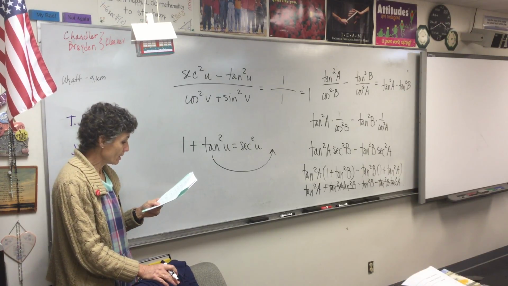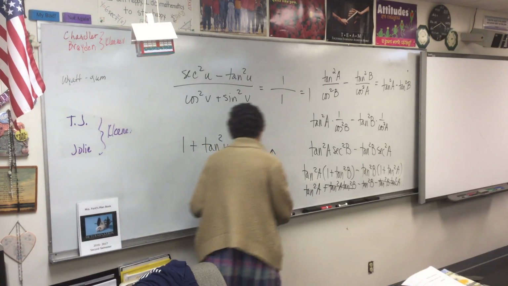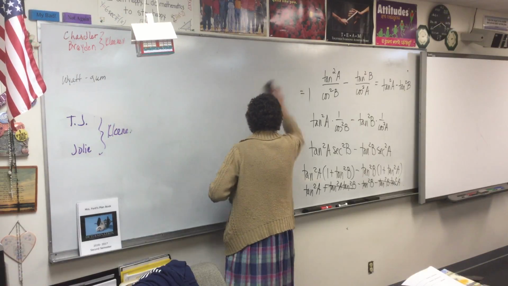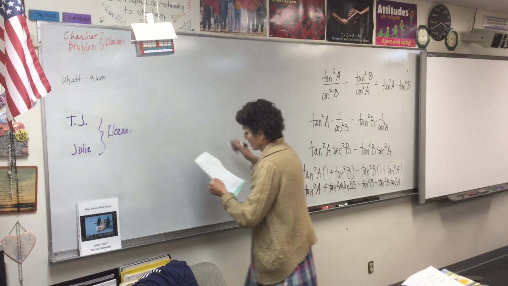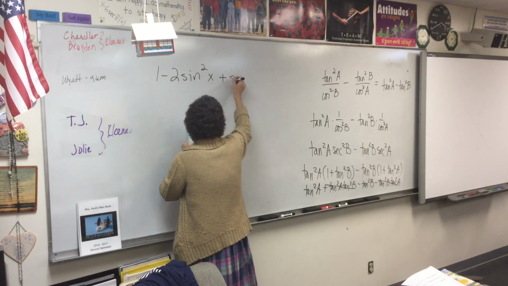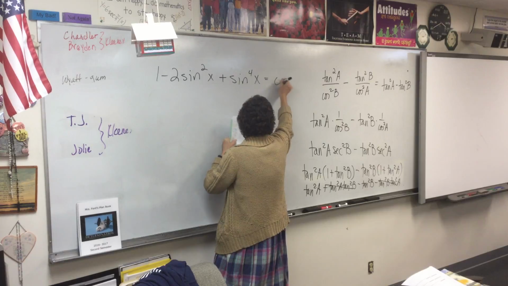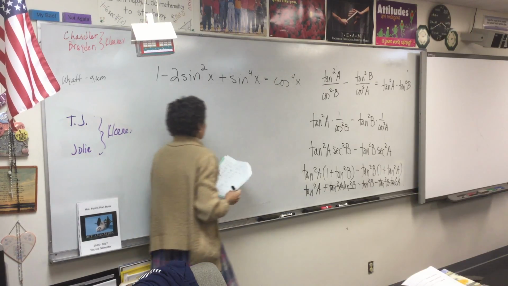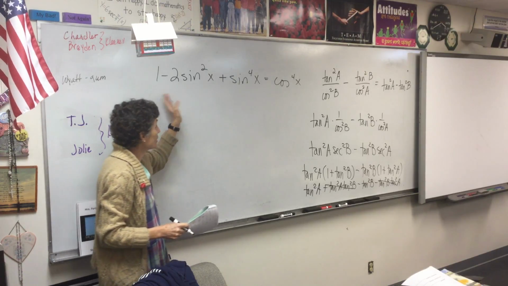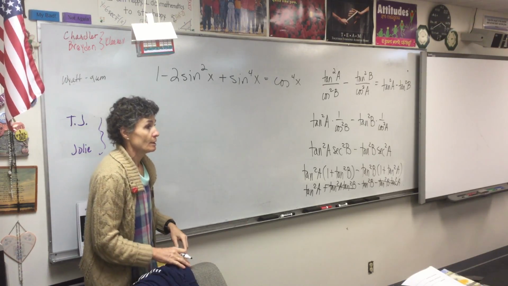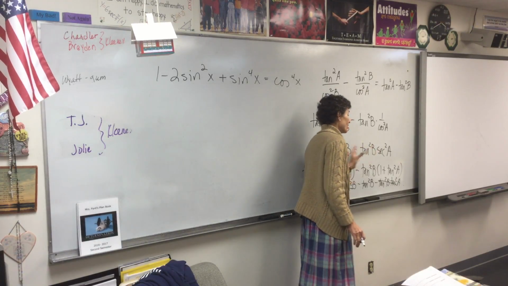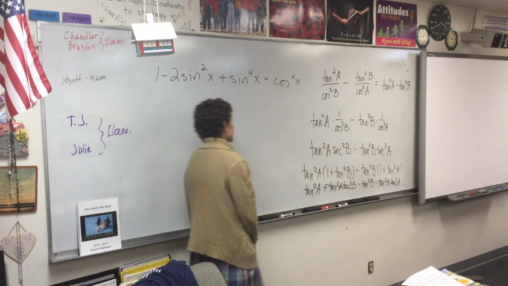24. Actually, 24 has some similarities to this one, in that you want to get rid of all this. All these sines have to go, and you have to change it into cosines. Just like over here, the cosines and secants had to go, and we had to change it all into tangents.